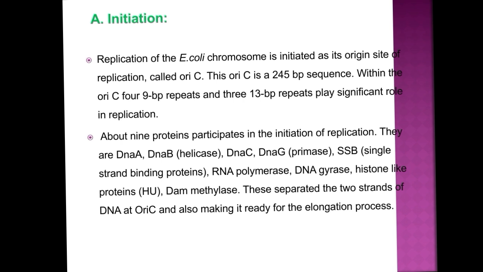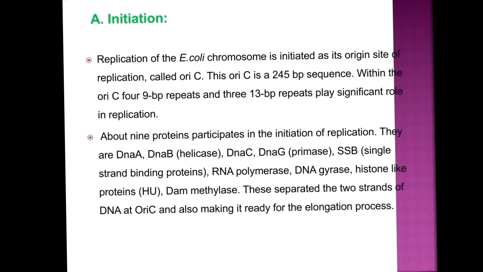Initiation. The replication of the E. coli chromosome is initiated at its origin site of replication. It's called OriC, origin C. The OriC site is a 245 base pair sequence containing 9 base pair repeats and 13 base pair repeats that play a significant role in replication.